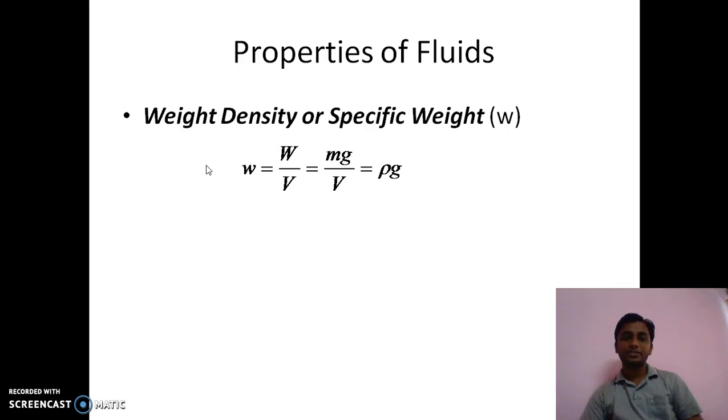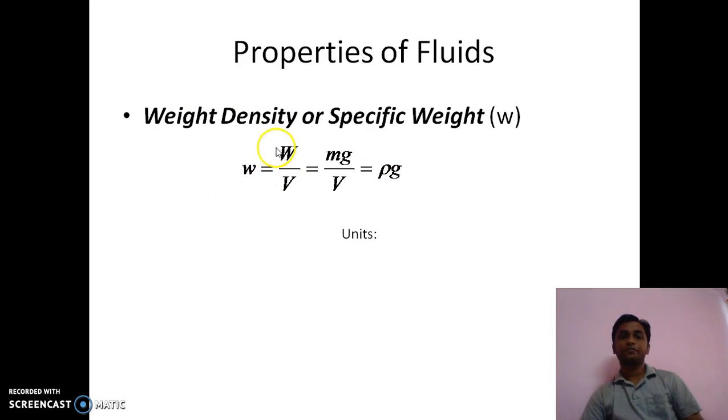Now why are we defining this weight density? Though we have mass density, why is there a necessity to define weight density? It's because when solving most problems in fluid mechanics, you will see that the product of rho and g comes up in most cases. Because of this, instead of using two different parameters, we use a single parameter, small w, which is nothing but weight density.